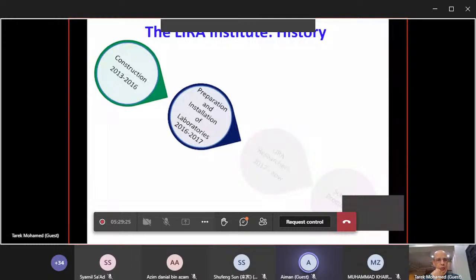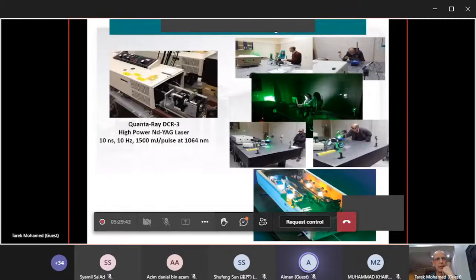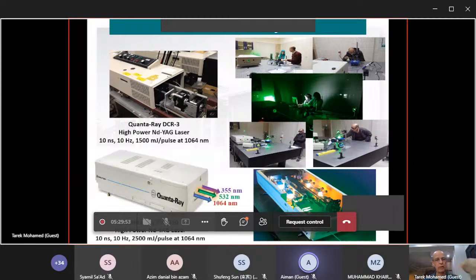In parallel to the construction, we prepared laboratories, lasers, and the other equipment. Once we finished the construction, we had the equipment. So we have nanosecond laser systems, 2 nanosecond lasers, Quanta-Ray. This delivers 1,500 millijoule per pulse at 1064 nanometer, and we have another new one that delivers 2,500 millijoule per pulse at 1064.